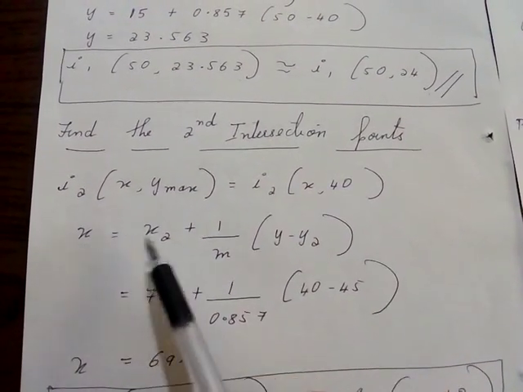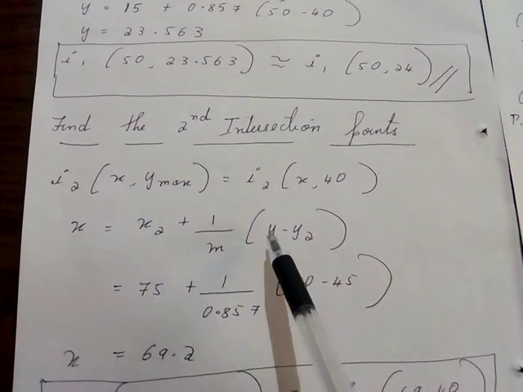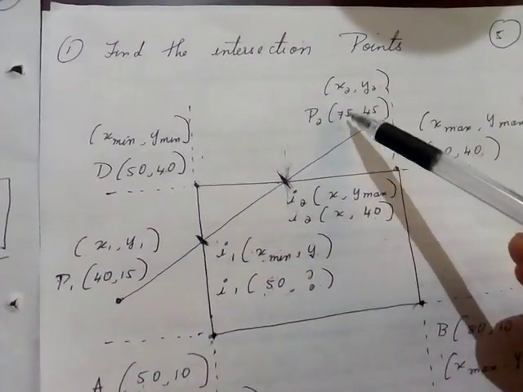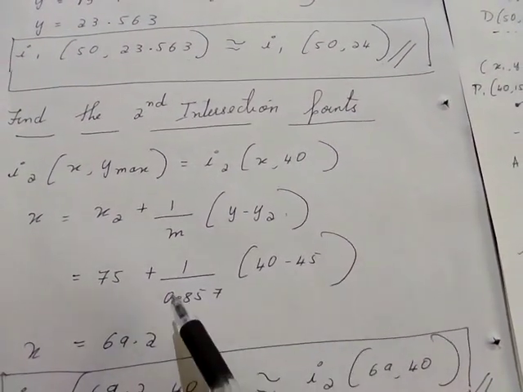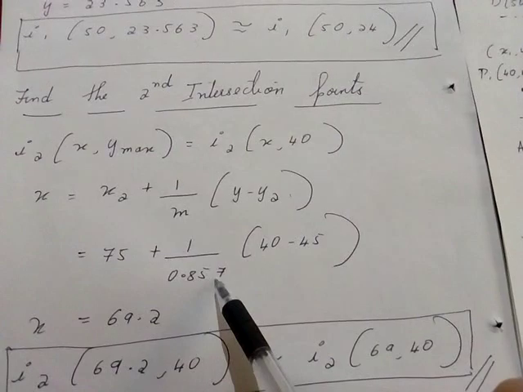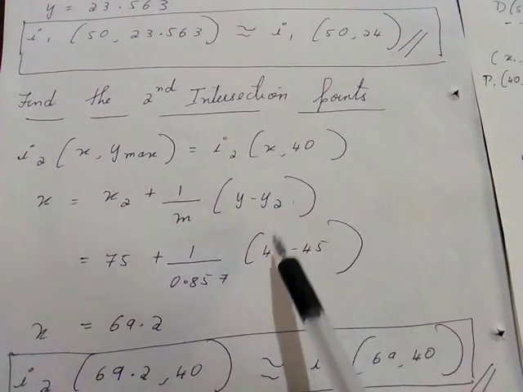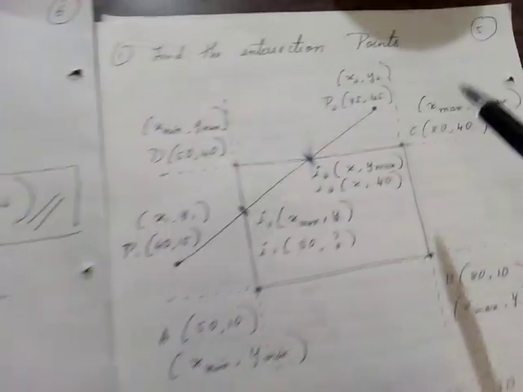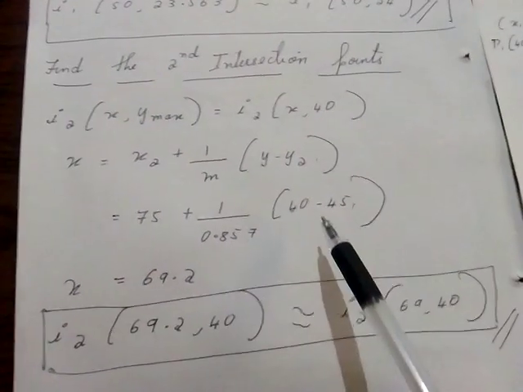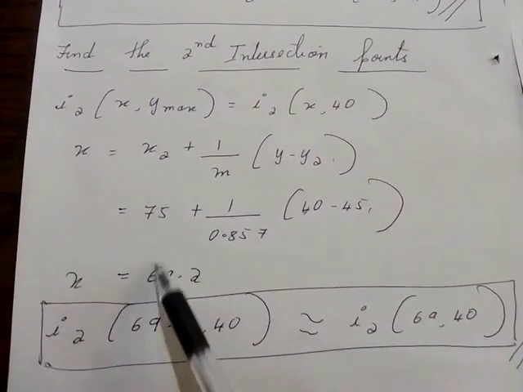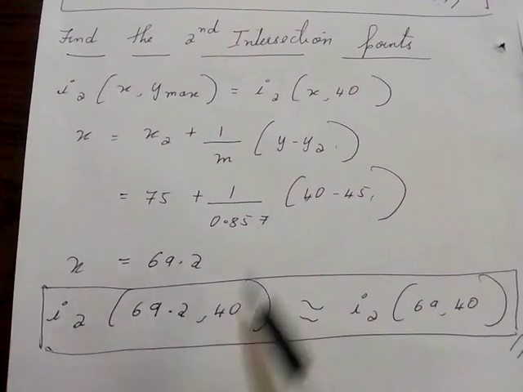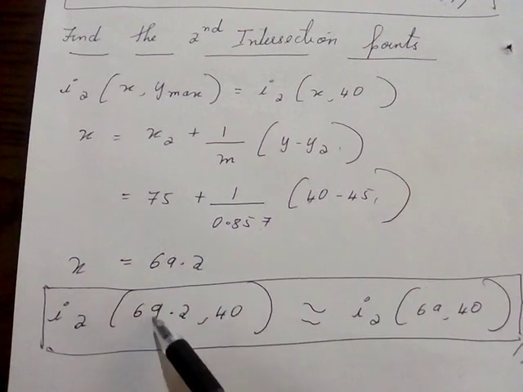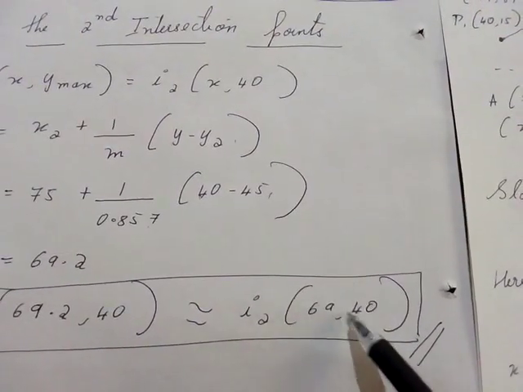The formula for finding x is x2 plus 1 by m times (y minus y2). The value of x2 is 75. Okay, 75 plus 1 divided by the slope 0.857, times y, which is y max 40, minus y2, which is 45. After calculating you will get x, so I2 will be 69.2 comma 40. Rounding it up, I2 will be 69 comma 40.